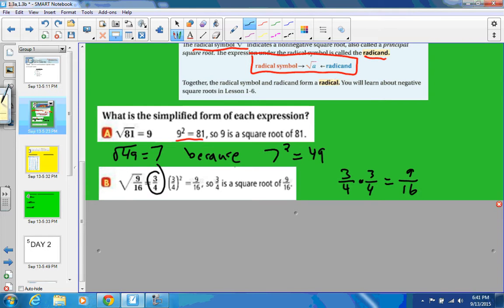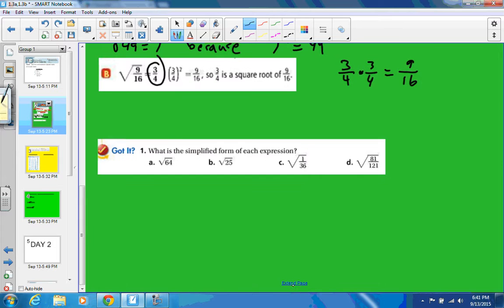Okay, I'm going to give you a couple examples here to do on your own. So if you want to pause it and try to work these out, see what you remember. I'm going to ask you one in a moment. So there you go: A, B, C, and D. A is the square root of 64. B is the square root of 25. C, what's the square root of 36? And D, what's the square root of 81 over 121? Okay, go.